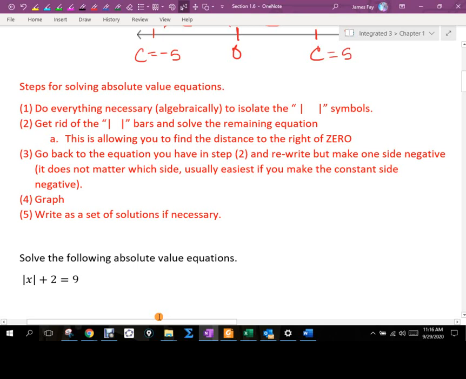Okay, it doesn't matter. I usually try to find the smallest side in terms of the amount of terms that are on it, and I make it negative. And what that does is now allows you to find the answer that is on the opposite side of 0, to the left of 0. Okay. When we're done with those, we solve that equation. We have our two solutions. We graph them, and then we write our solutions as they set if they're calling for that.